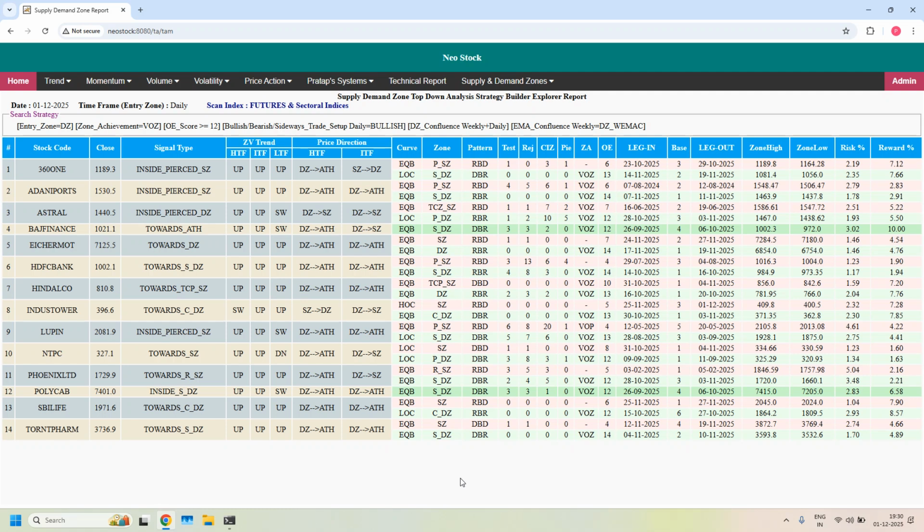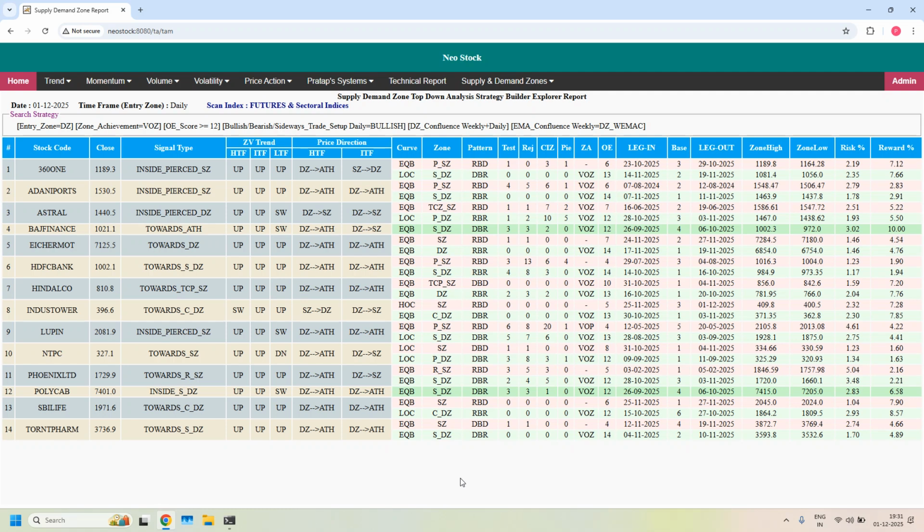Even though all these 14 stocks are high probability trade setup daily demand zones, if lesson 20 checklist items are not satisfied, you should ignore those daily demand zones. If lesson 20 checklist items are satisfied, then only you should plan trades on those daily demand zones.